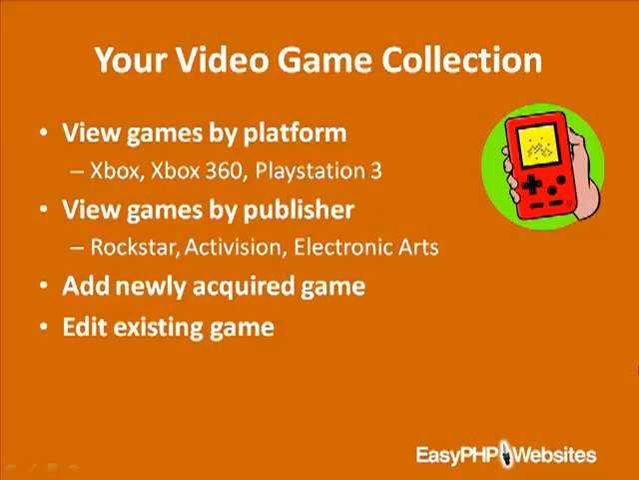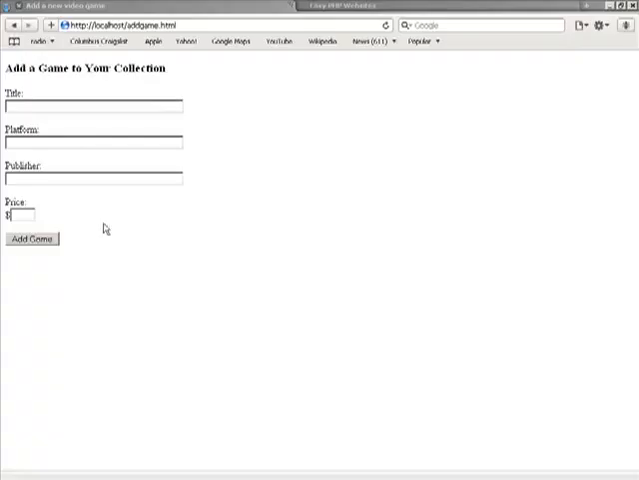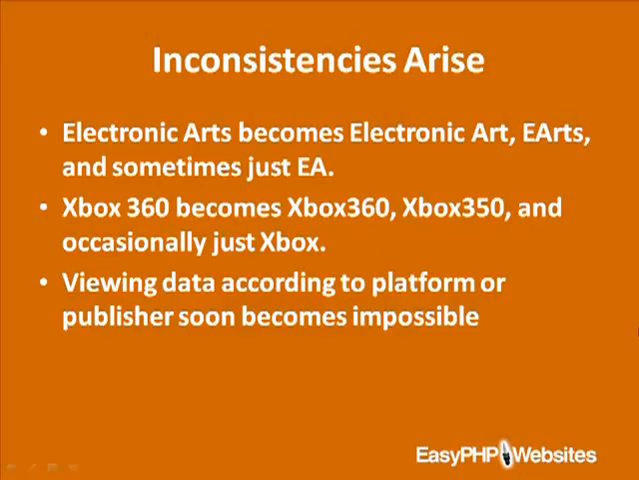For purposes of discussion, suppose the data was managed within a simple delimited text file. The form used to add a game looks like this. As you use this form to add new video games to your collection, inconsistencies begin to arise. For instance, at first you diligently type the publisher's name in its entirety, entering Electronic Arts, for instance. However, over time, variations such as Electronic Arts, eArts, and sometimes just EA start to creep in.